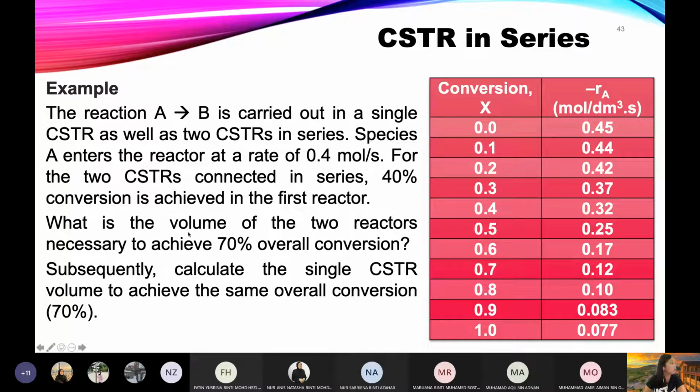Next, what is the volume of the two reactors to achieve 70% overall conversion? Dia tanya sekarang untuk reaktor yang kedua yang series tu X1 0.4, right? X2 sekarang adalah 0.7. So dia suruh kita kira volume reaktor pertama, volume reaktor kedua. Means berapa besar reaktor volume saya untuk mencapai conversion X1 0.4 dan berapa besar volume reaktor kedua kalau overall conversion tu 0.7. Means how big my second reactor will be if I want to further convert from 0.4 to 0.7. Means kamu kena kira dua volume reactor tu lah.